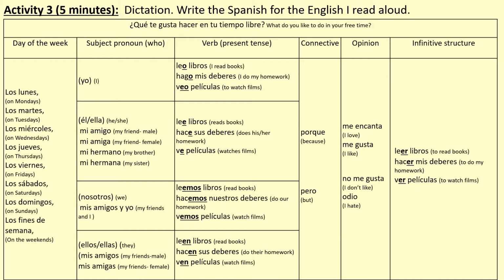And again, pay particular attention to your verb endings as well. Number two, on the weekends, my friends and their girls, all of them, watch films, but I don't like to watch films.